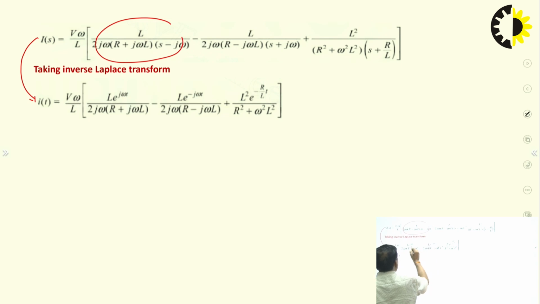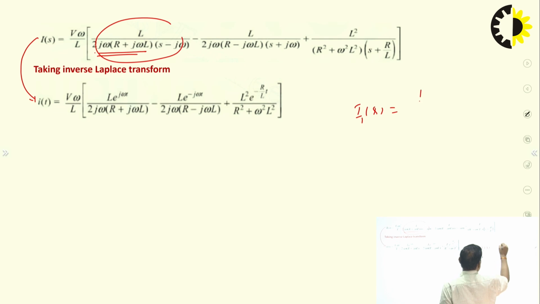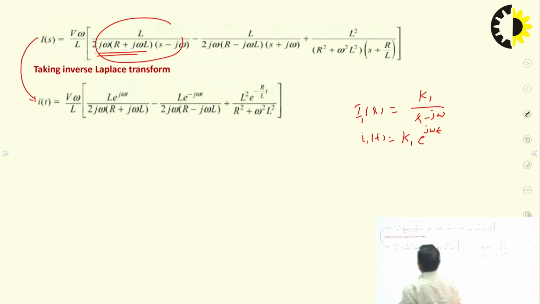So L, this is your constant. So s minus j omega. If you take the Laplace, suppose I1 is equal to K1 upon s minus j omega, so i1(t) will be K1 e to the power j omega t. Simple. Similarly, we can have this one as 1 minus j omega t for this, and e to the power minus r by L for this. So this is the inverse Laplace transform.